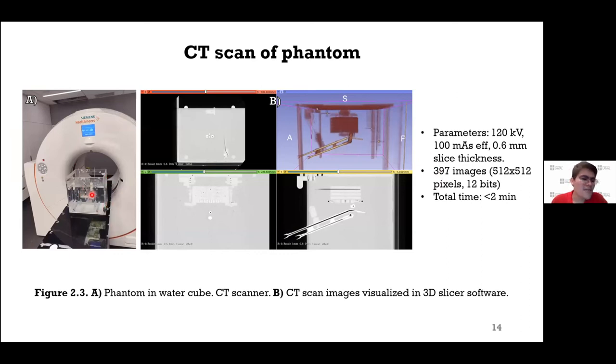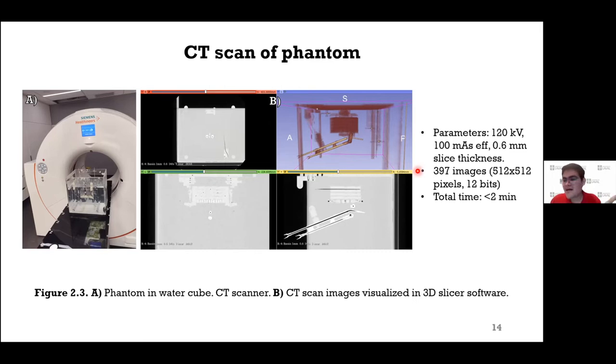So I took my phantom and placed it in a water cube to make a CT scan of it. I placed it in a water cube in order to improve the contrast in the catheters, because they are filled with air and it makes a great contrast between water and air. So here we can see them. In total, there were 387 images of a slice thickness of 0.6 millimeters.